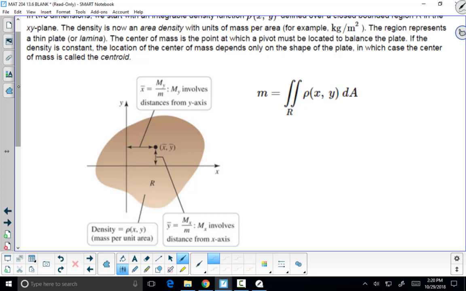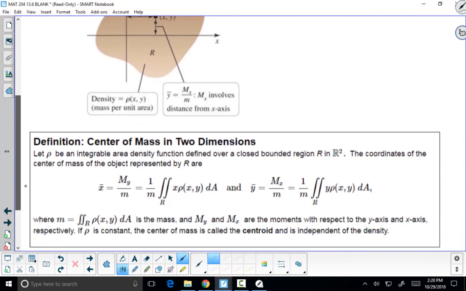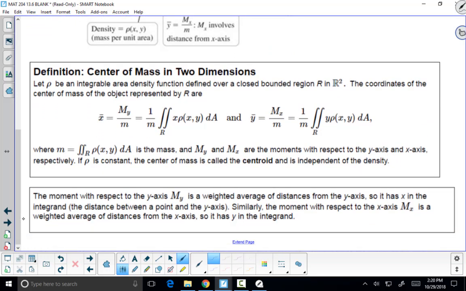Mass is simple: integrate density to get mass. Here are our moments. The moment about the y-axis, we integrate density times distance to the y-axis, and the distance to the y-axis is x. Long story short, if that's a y, that's an x. If that's an x, that's a y. So the moment about the x-axis will be the distance to the x-axis times the density. Distance to the x-axis is the y value.